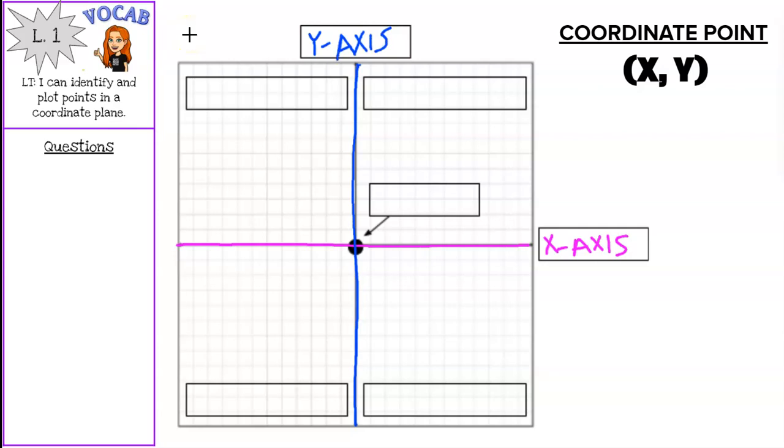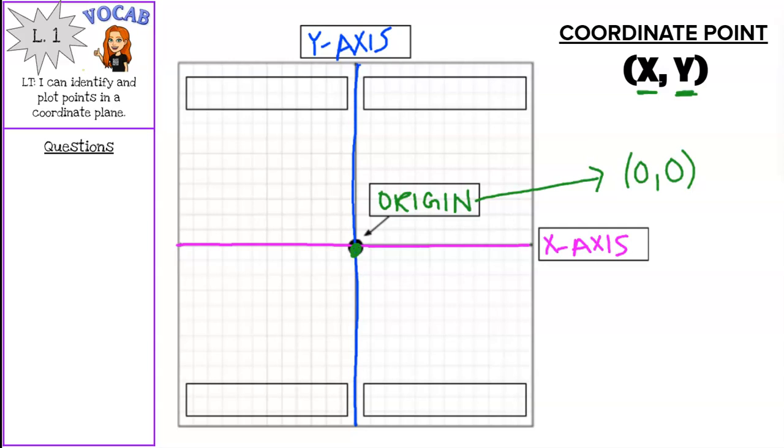The point in the middle where the x and y-axis meet is called the origin. It also has the coordinate point of 0, 0. So a coordinate point tells you the location on the x-axis and your location on the y-axis. So how much do you move left and right versus how much do you move up and down? So the origin is that center, it's 0, it starts right in the middle.